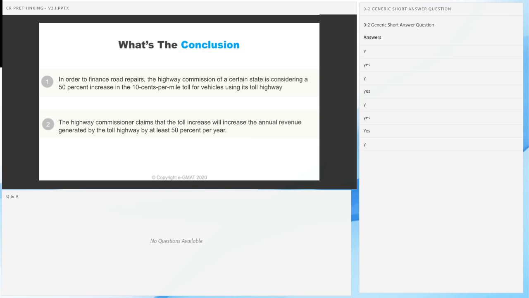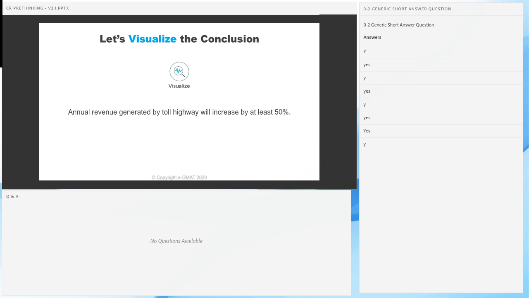So what's going on? We want to finance road repairs, and the highway commission is considering a 50% increase in the toll, and the toll currently is 10 cents per mile. The commissioner says that as we increase the toll, we're going to increase the annual revenue by at least 50%, if not more. That's the simple argument, and the question asks what assumption the highway commissioner makes.